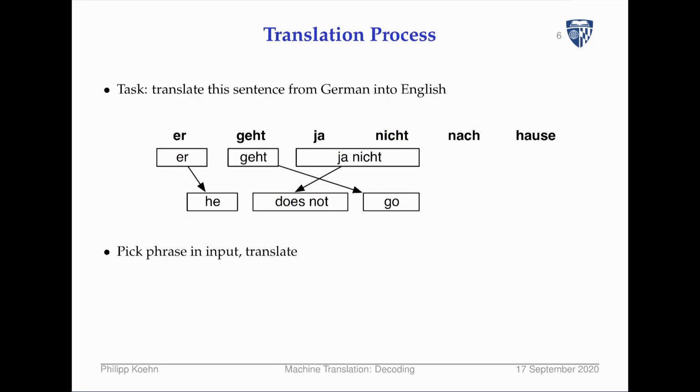So what's the next thing? Well, we're going to produce a verb. "He does not go." And translate that into "go" here. And then we just finish up the phrase with "nach Hause". It becomes "home". "He does not go to home." It doesn't sound so good. So, "he does not go home." It sounds much better. And that's the translation.